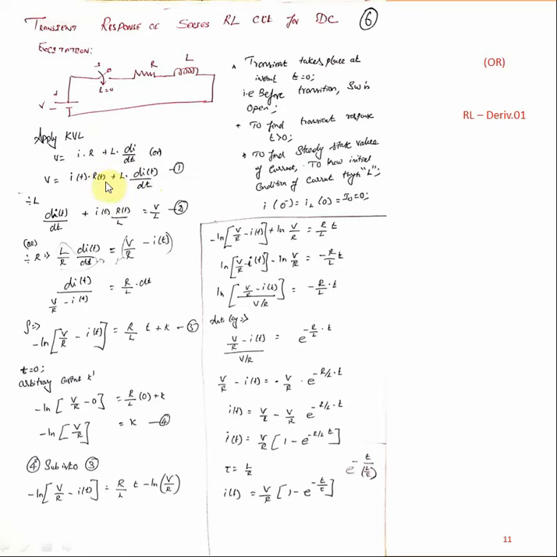I of t, I of t. I am going to write, here a t is missing. You are going to write v of t. So this is equation number 1. Okay. Then what to do?